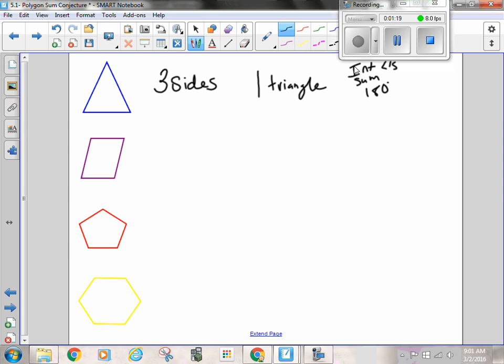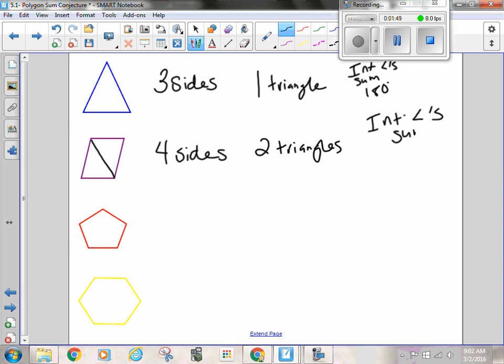Okay, the next one is a quadrilateral. That's any 4-sided figure. That could be kites, trapezoids, parallelograms, rhombus, squares, rectangles, all those. Okay, and it can be broken down into 2 triangles. Each of those 2 triangles is worth 180 degrees. So the interior angles have a sum. There's 2 triangles. They're both worth 180, so 360 degrees. So any 4-sided figure is going to have a sum of 360 degrees. And that's the interior, the inside angles.